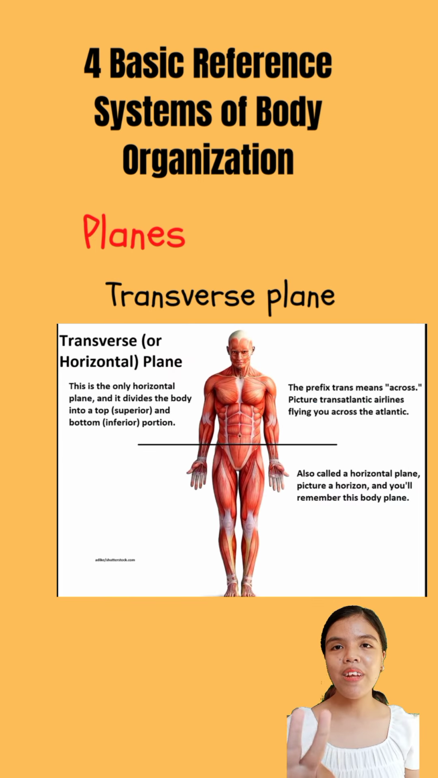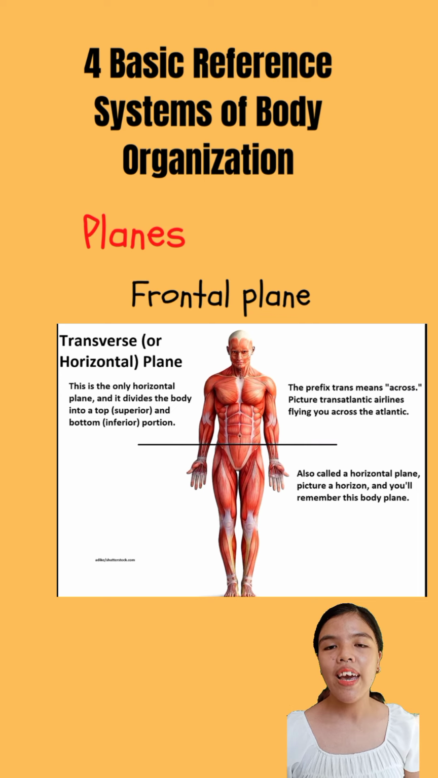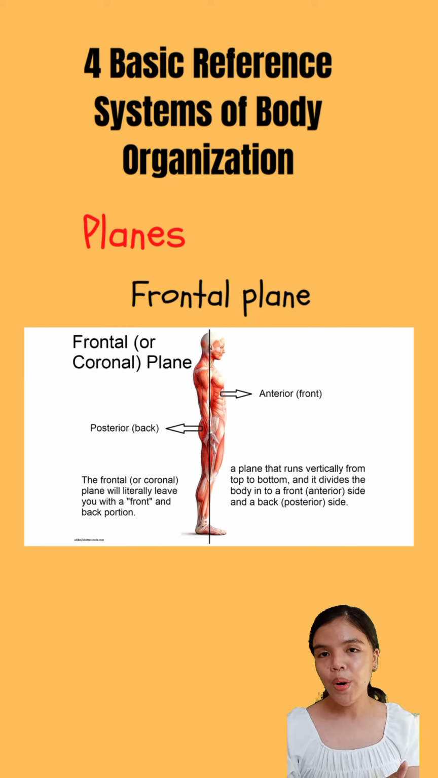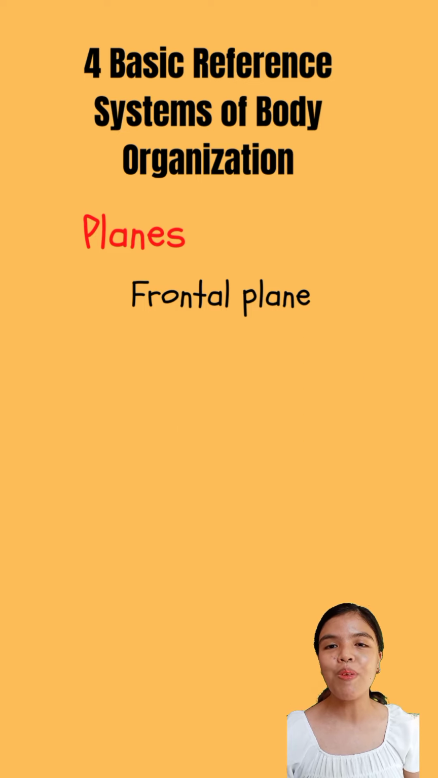The third plane is the transverse plane. It's easy to remember because it is the only plane that runs horizontally, dividing the body or structure into top, superior, and bottom or inferior half. And lastly, our last plane is the frontal plane, also called the coronal plane. It is a plane that runs vertically from top to bottom and left to right, and it divides the body into front or the anterior portion and back or the posterior portion.